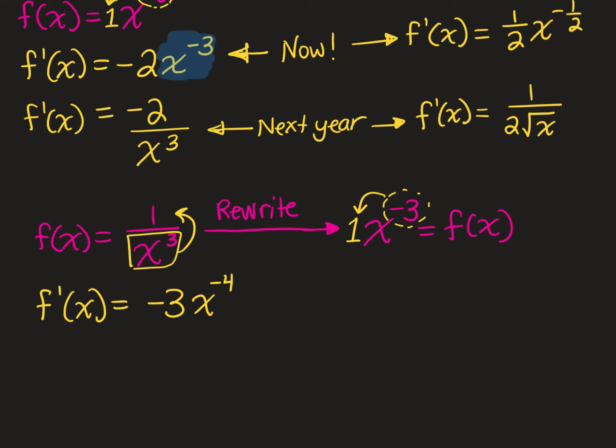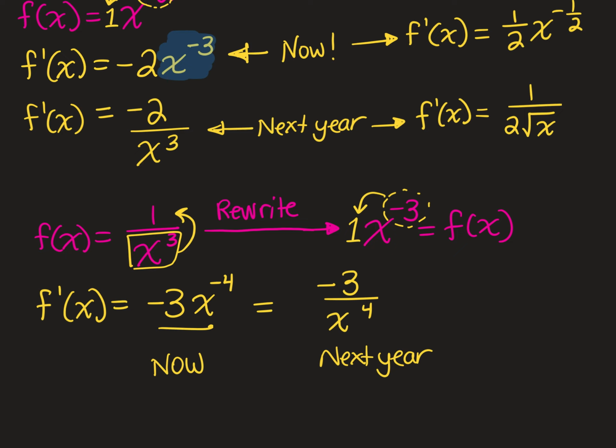If you can get it here, that's great. If you can do that final rewrite to get it in the form without a negative exponent, even better. So this is good for now. Next year, you'll have to write it like this. Okay? So again, this is now, next year. If you want to challenge yourself and try to get to that next year format, you can.